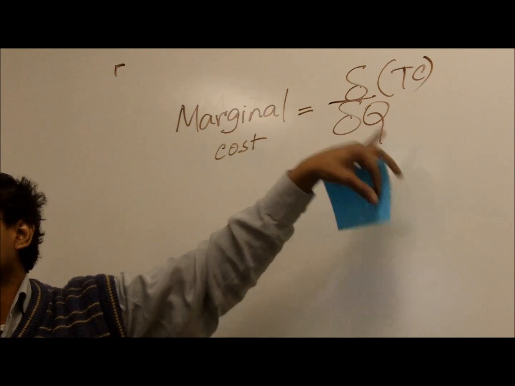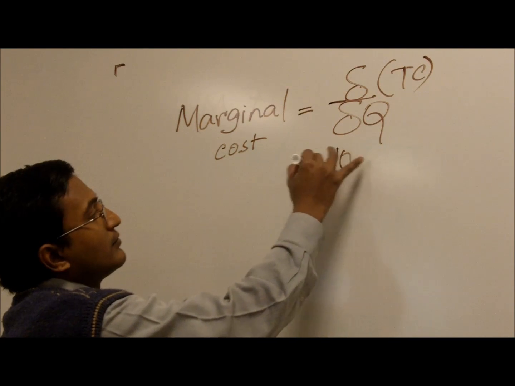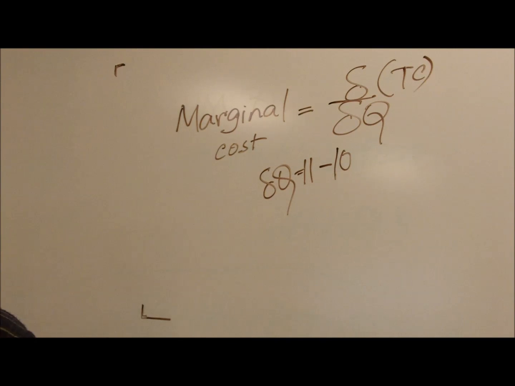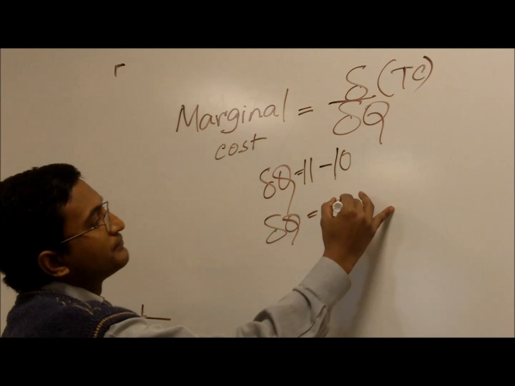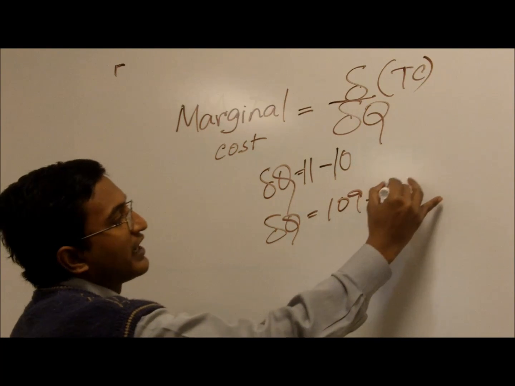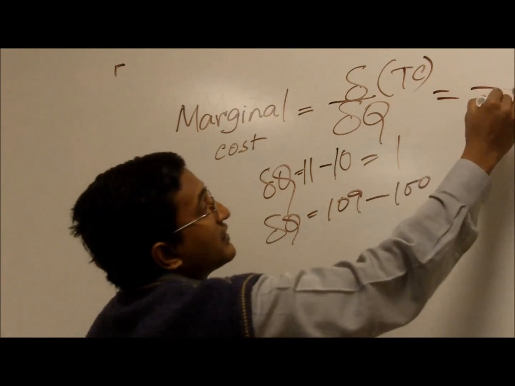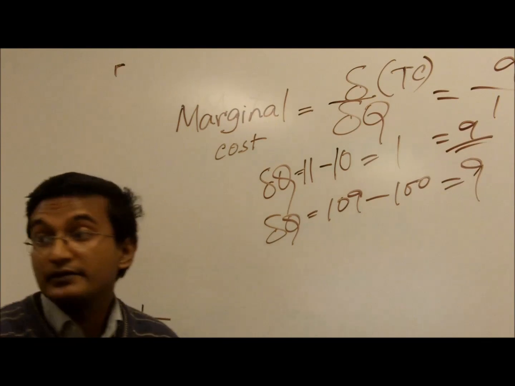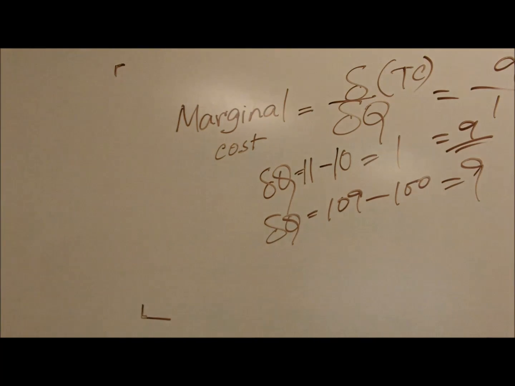So for each additional quantity, maybe there is 10, 11 minus 10, I can find this delta Q, and what was the cost? 109, I put that, and 100. So 9 over 1, I put this in, this marginal cost MC equals 9, right? So that's marginal quantity equals 11 minus 10.